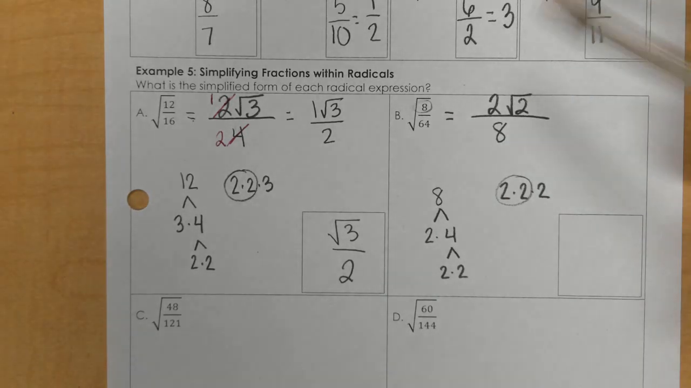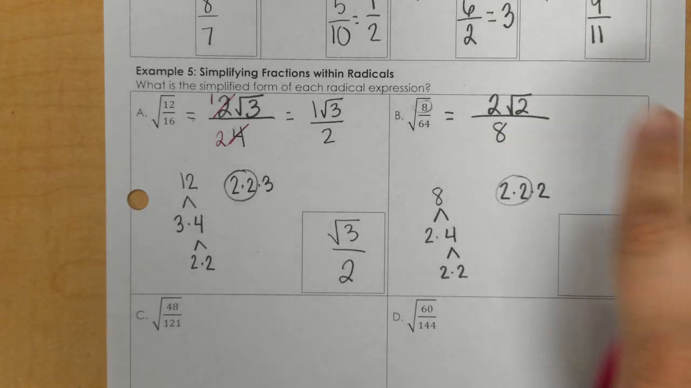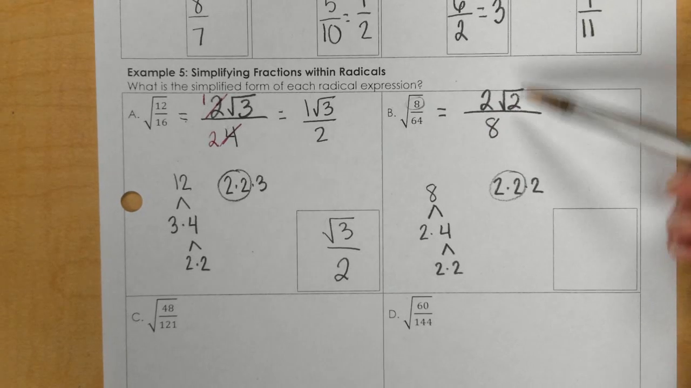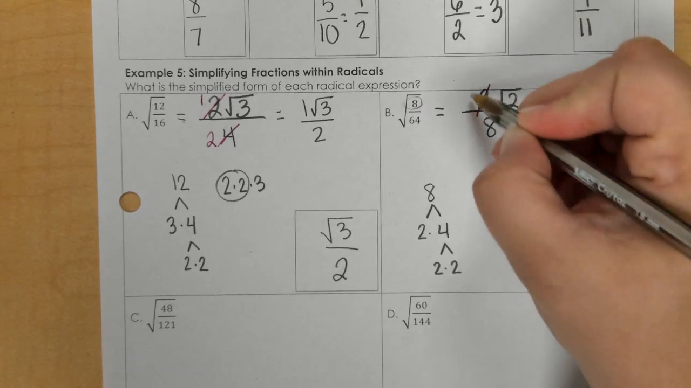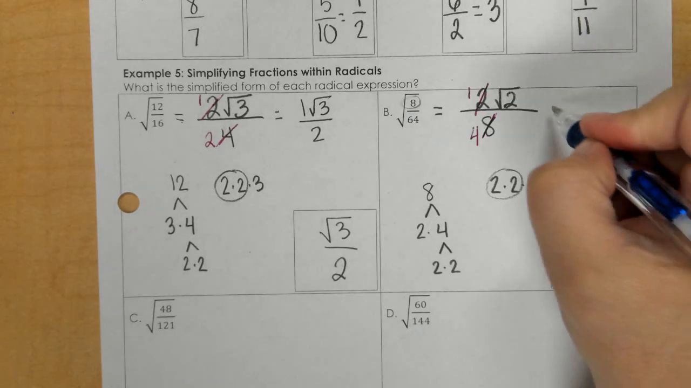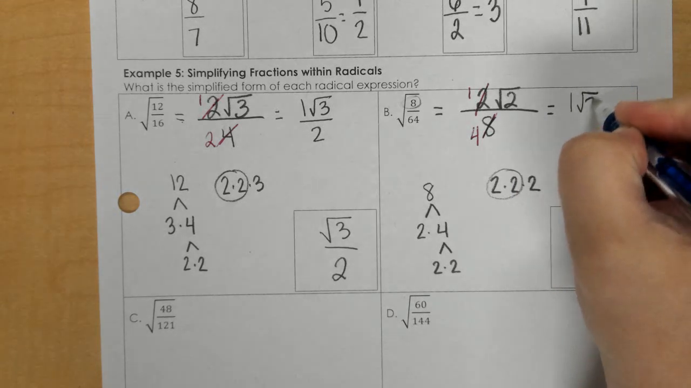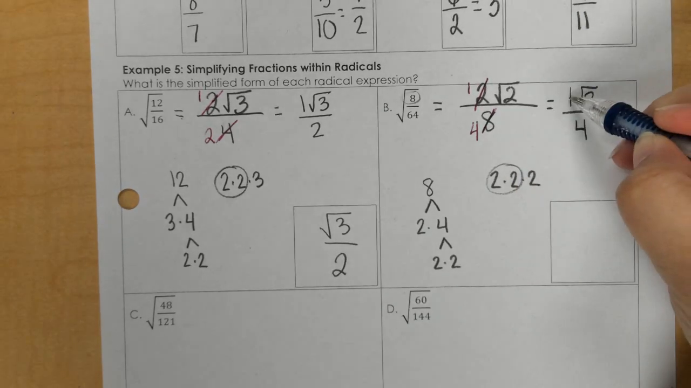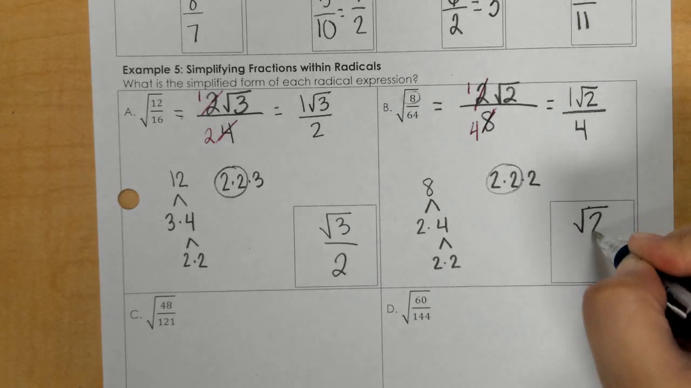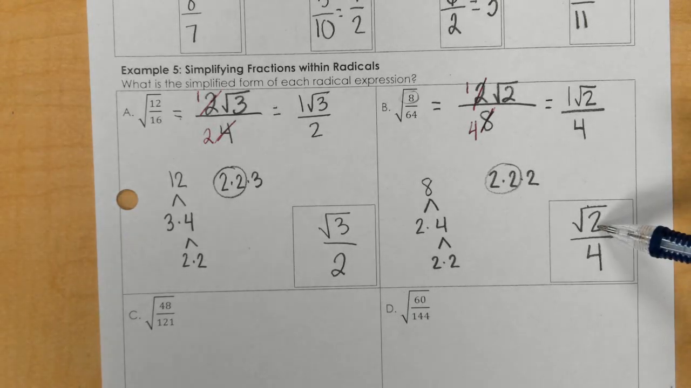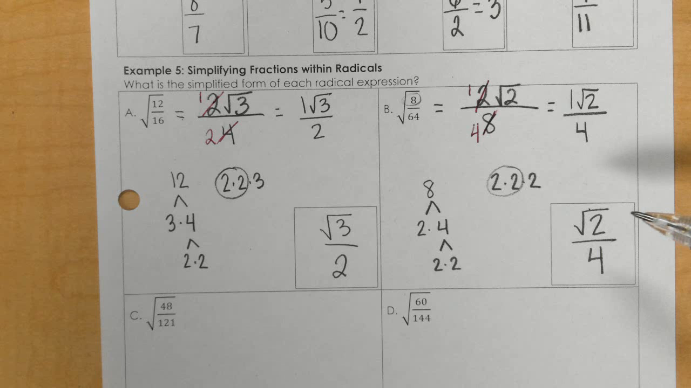Now I can only reduce if something's on the outside together or on the inside together. So this 2 and this 8 can be reduced. I can't touch this 2. So I know 2 can go into 2 one time, and 2 can go into 8 4 times. So this would look like 1 square root 2 over 4. But again, we don't really need that 1 out front. And even though it looks like we could reduce the 2 and the 4, we can't because that 2 is inside of the radical.